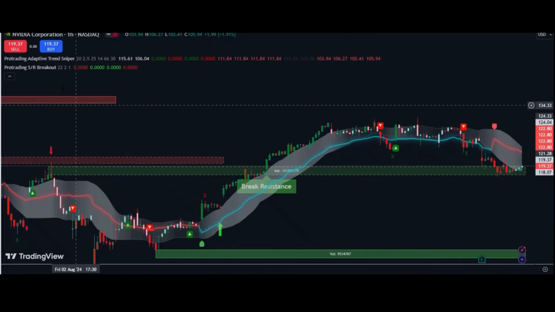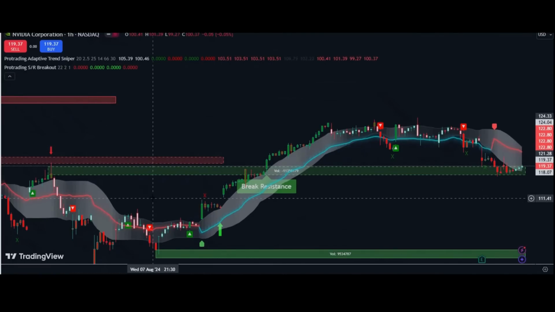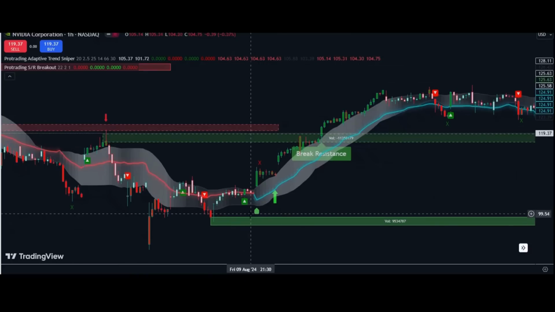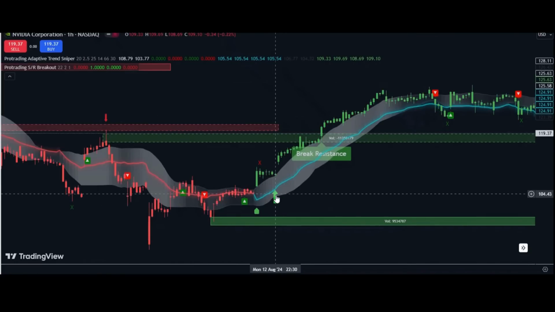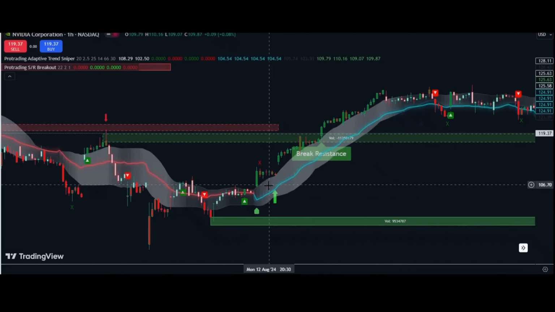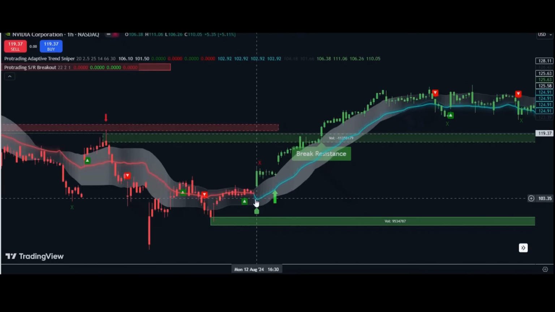With that being said, the next indicator is our Pro Trading support and resistance breakout. The support and resistance breakout has 2 signal features. One is this arrow which you see on the chart. When you see this big arrow, this indicates that the buying momentum at this point is very strong. So it's an opportunity for you to take a buy trade, having understood that you are already in an uptrend.